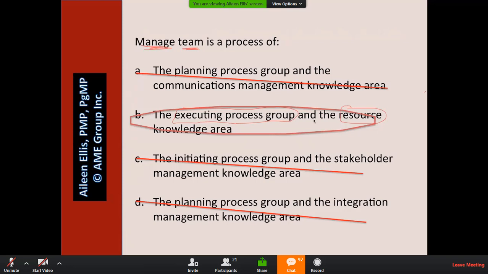Again, you might be asking the question, is this question representative of the exam? And the answer is no. This question is too easy to represent the exam. Though you could get a scenario question where you know the right answer needs to be executing and it needs to be part of the resource knowledge area. And thus the right answer would be manage team. But the way this question is written, it's too simple for the PMP exam.